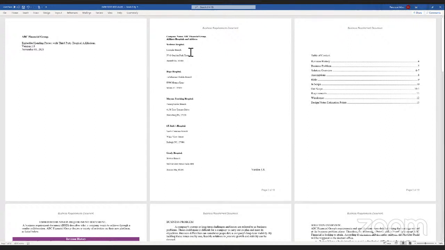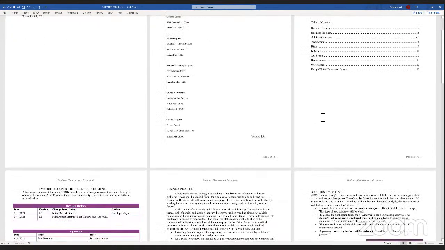The hospitals that they work mainly with is Wellstar. In Tallahassee, they have the Hope Hospital. In Pennsylvania, there's Mayans. In North Carolina, they work with St. Jude's. In Boston, they work with Grady. And then this is the table of contents. We have the revision, the business problem, the solution overview, the assumptions, the risks involved, in scope, out of scope requirements, wireframes, and design and estimation notes.